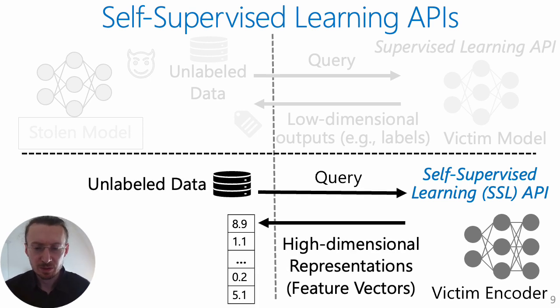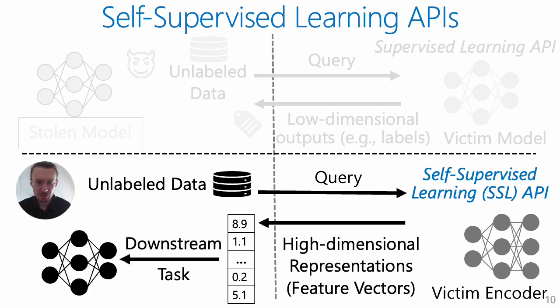Let us discuss a bit more the self-supervised learning approach. For a given query, self-supervised learning returns high-dimensional representations, also called feature vectors, instead of returning just low-dimensional labels or softmax scores. These representations are usually high-dimensional vectors with real values. The dimensionality of these representations is often more than hundreds, usually 1 or 2 thousand. The representations are features extracted from the query, and they can be used for many downstream tasks.